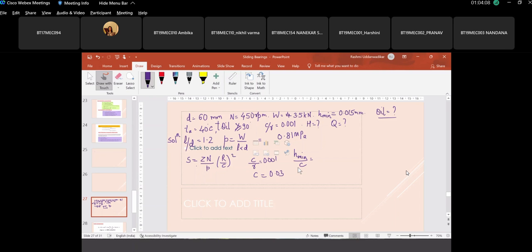H minimum by C is 0.5. Refer to the graph on page 136, H minimum by C versus Sommerfeld number. So for H minimum by C as 0.5, L by D as 1.2, somewhere between 1 and 2, give me what is the value of Sommerfeld number.